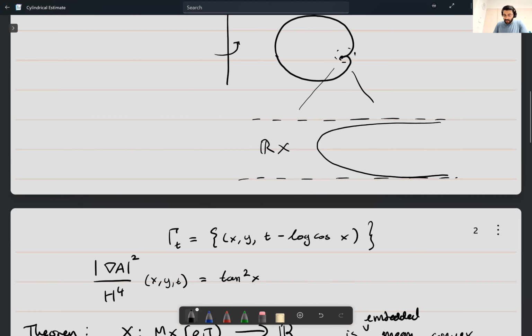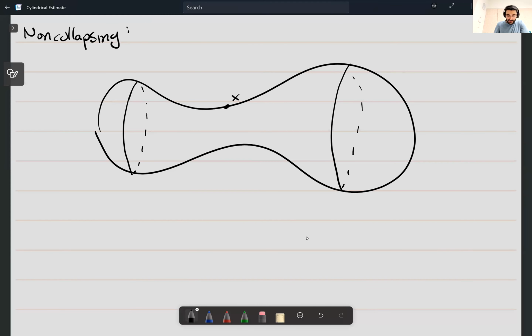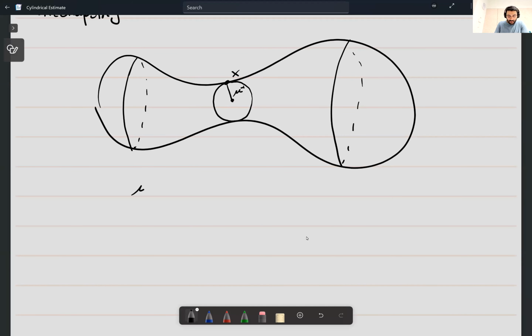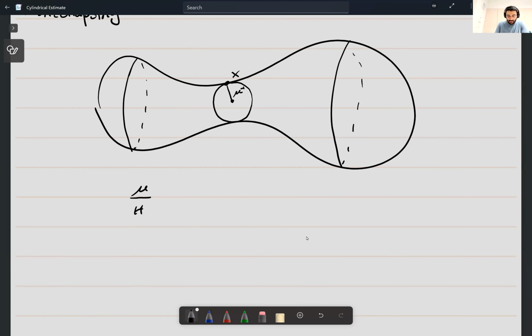So the quantity that we can study is the smallest ball that fits inside the surface. We'll call this the inscribed radius, and I'm not really talking about the inscribed radius, but about the curvature, which is the inverse of that quantity. To make it scale invariant, we'll look at mu divided by H. If H goes to 0 but mu remains finite, then this quantity will go to infinity, so it won't be bounded. What we'll prove is that this quantity is actually bounded.